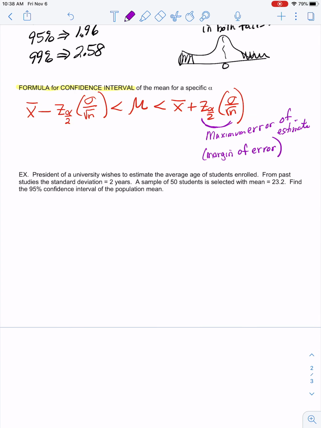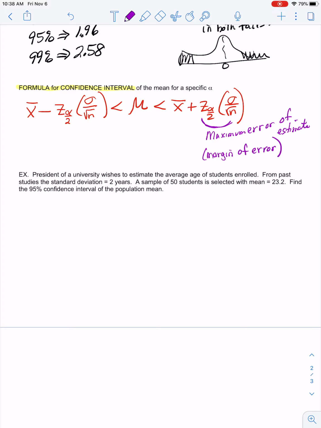It says the president of a university wishes to estimate the average age of students enrolled. From past studies, the standard deviation is 2 years. A sample of 50 students is selected with a mean of 23.2. Find the 95% confidence interval of the population mean.